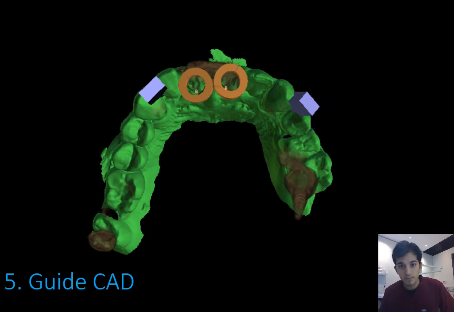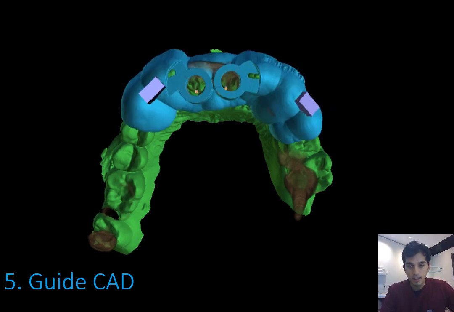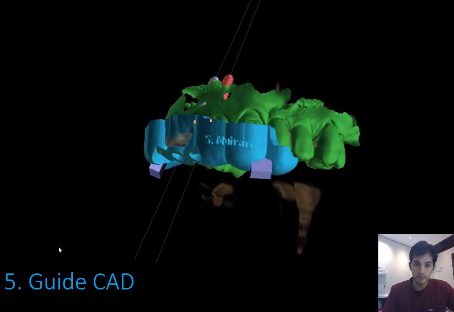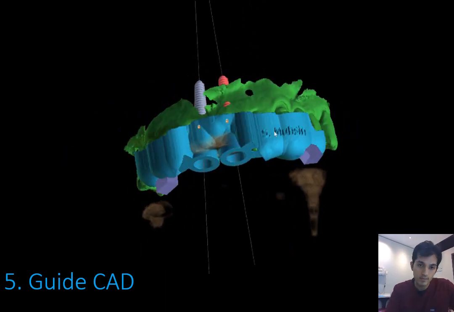Having identified the type of surgical guide we want to do here and having simulated our implants, placed them virtually in the positions we want them, we can now go ahead and design our surgical guide.